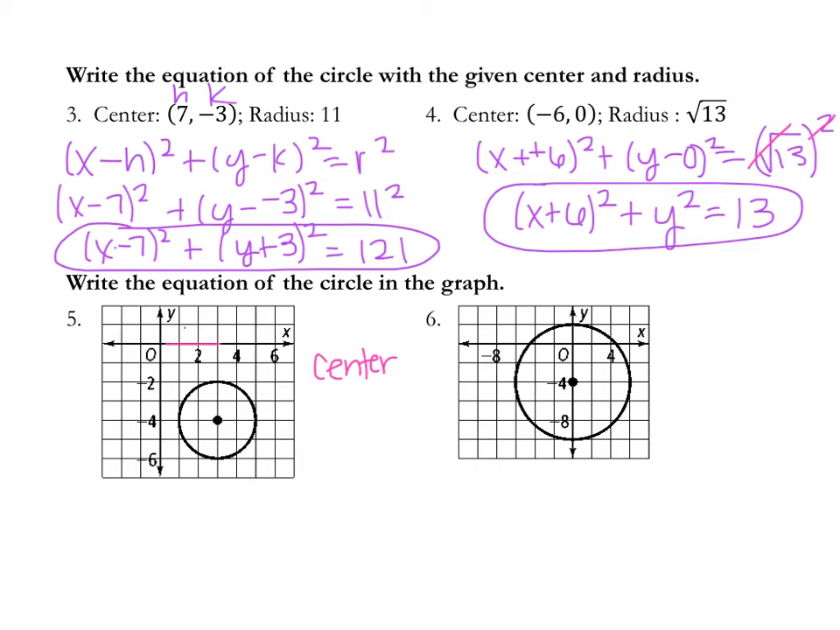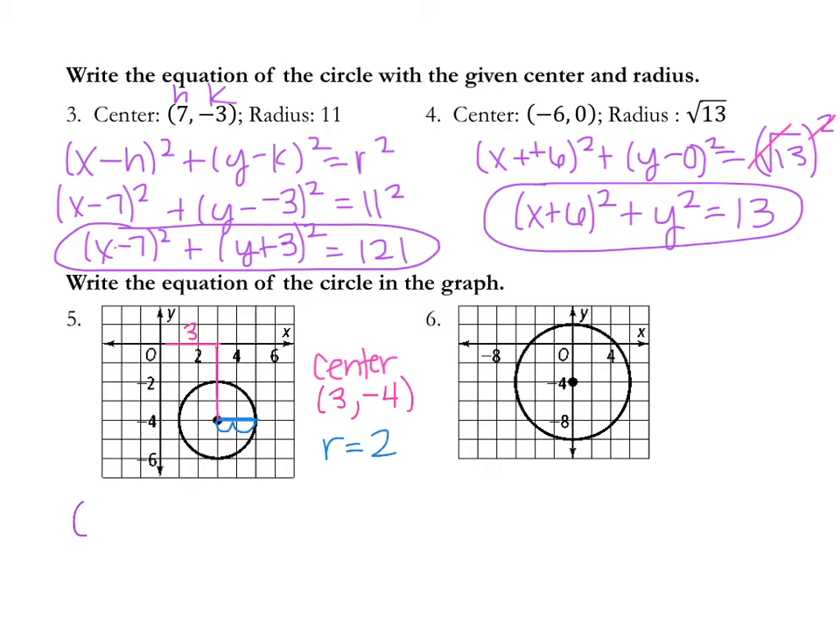So this is over 3. Make sure you're doing that part first. And then it goes down negative 4. So there's my center. The other thing we need to know is the radius. I would suggest that you draw that in the picture. You can draw it any direction, really. I tend to draw it to the right. But then you just have to count how many hops to get out there. The radius is going to be 2.